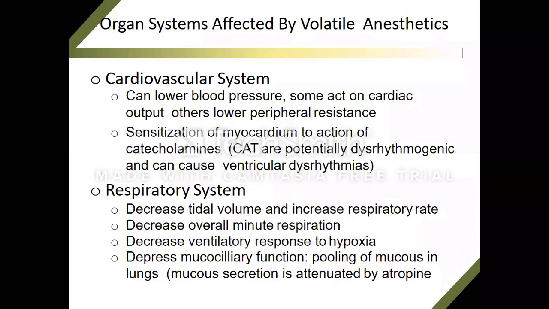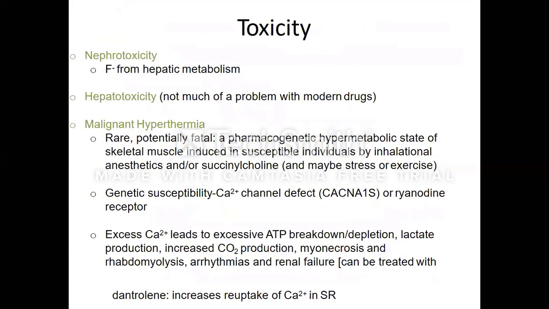Some general anesthetics affect respiratory tidal volume. They decrease respiratory tidal volume and cause shallow breathing. They increase respiratory rate and decrease overall minute ventilation. They decrease ventilatory responses to hypoxia, which may occur due to a decrease in oxygen concentration in the alveoli. Sometimes they decrease mucociliary function, and that leads to pooling of mucus in the lungs. That is why you have to give atropine, so that there won't be any secretion during the anesthesia, and blockade may not take place of the bronchioles or the bronchial tree.